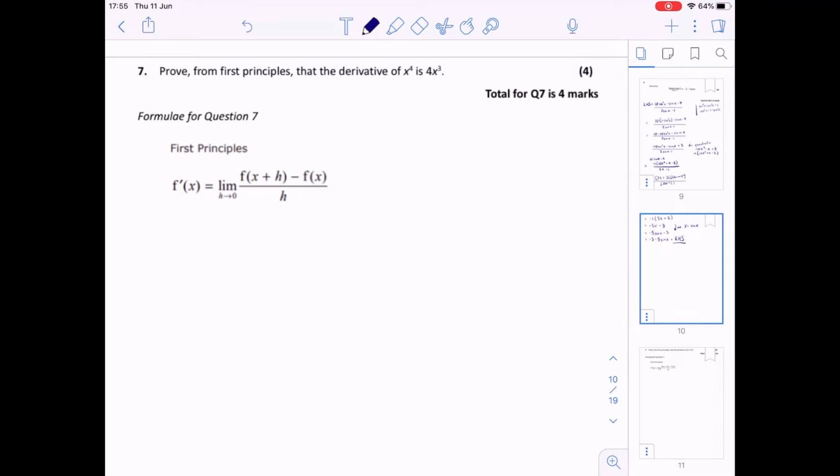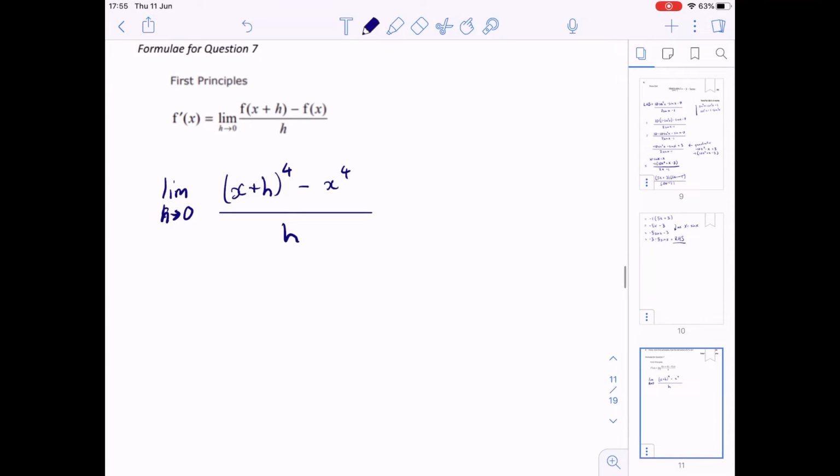Okay, question 7. Prove from first principles that the derivative of x to the 4 is 4x cubed. So if I'm using this from first principles, I'm going to start talking about the limit as h tends to 0 of not f of x plus h, but (x plus h) to the 4 minus x to the 4 over h. Now, I can use the binomial expansion for this first part.